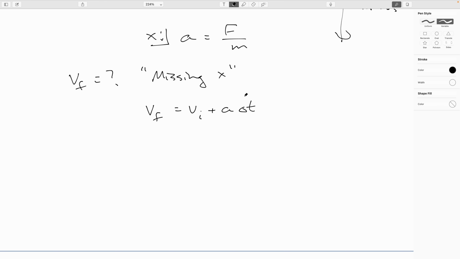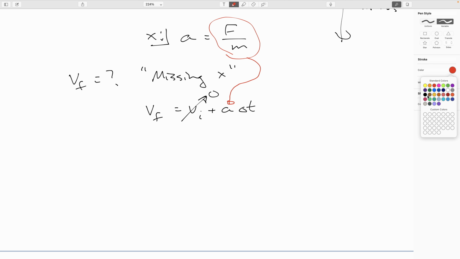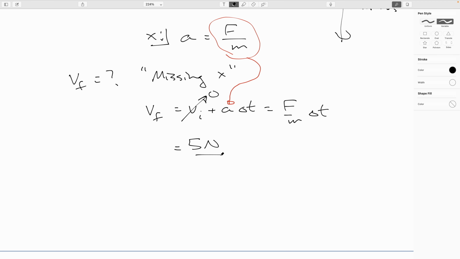Now here we can put in our zeros right away. The initial velocity is 0. And for the acceleration, we can take what we solved using Newton's second law and plug it in. So I end up with an expression that my final velocity is F over m times delta t. Now I can put in the numbers: 5 newtons over 2 kilograms times 2 seconds. A newton is the same thing as a kilogram meter per second squared. The kilograms cancel, one power of seconds cancels, so we're left with just meters per second. And 5 over 2 times 2, hey, that's 5 meters per second. So my final velocity is 5 meters per second to the right.